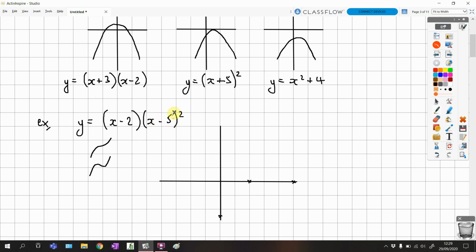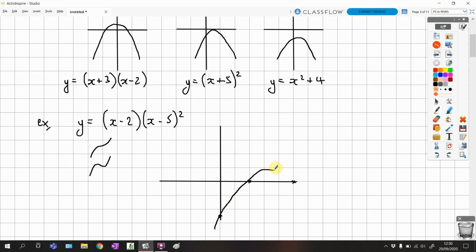But if we recognize that here we have a repeated root, then at x equals 5, the curve will touch the x-axis, just like these ones up here. It'll touch the x-axis but not cut through the x-axis. Now how can that be arranged? Well, this curve must be coming up. It's got this shape. It must be coming up through here, like this, badly drawn.